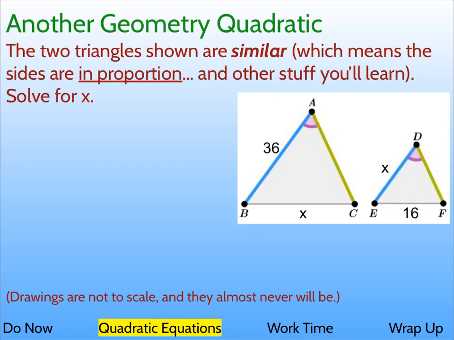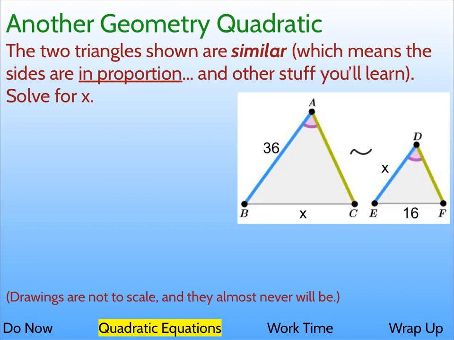Okay, so in this question, we're going to look at some quadratic proportions here. The two triangles here are similar, and you're going to learn a lot more about this year. The symbol looks like that. It's a squiggle. But the important thing for us right now is that the corresponding sides are in proportion.